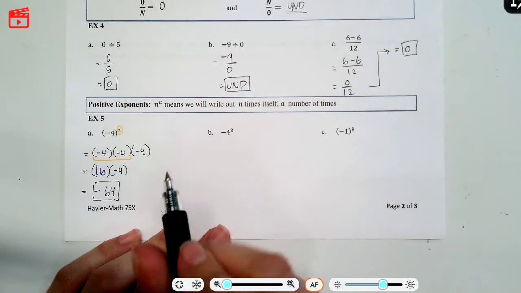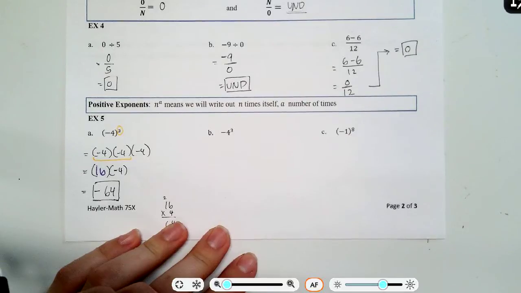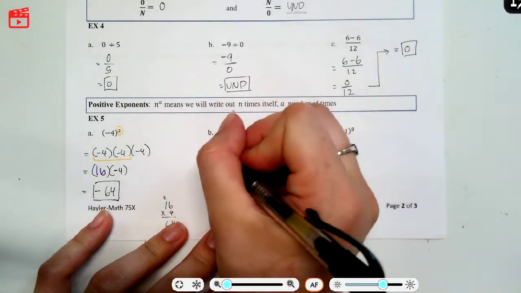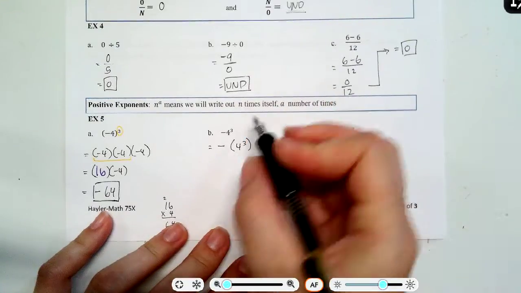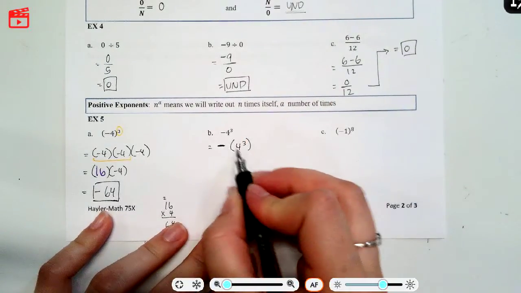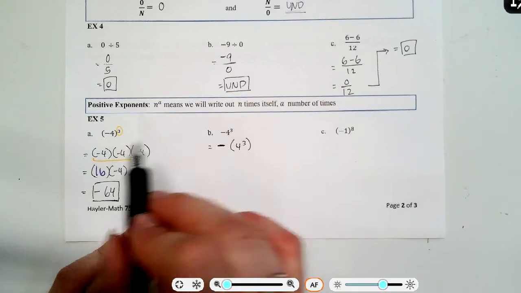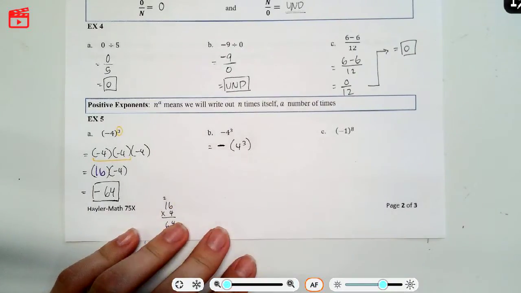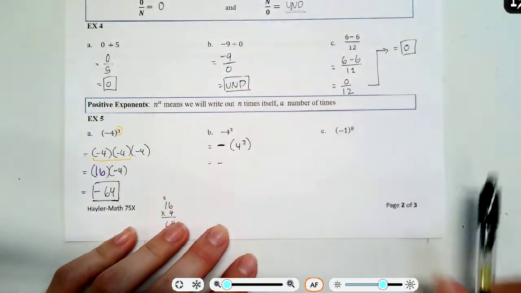Now, careful, you might be really tempted to think this is saying negative 4 to the third power. Well, what this is saying is take the opposite of whatever 4 to the third power is. Very different than this problem. The parentheses make a huge difference in mathematical language.